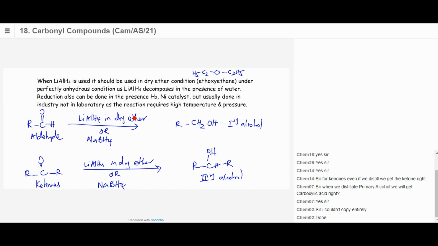So in industry, in large scale reduction, we use hydrogen and nickel catalyst, because we can't use lithium aluminium hydride and sodium borohydride in industry because they are very expensive, very costly. So using high temperature and pressure is actually cheaper than investing in lithium aluminium hydride or sodium borohydride. Yeah. So hydrogen nickel catalyst requires very high temperature. Please copy these two reactions.